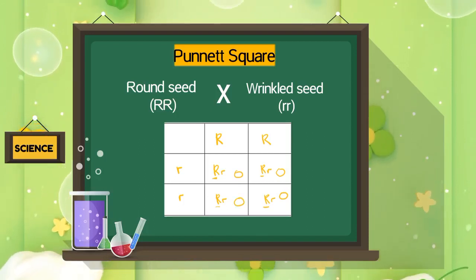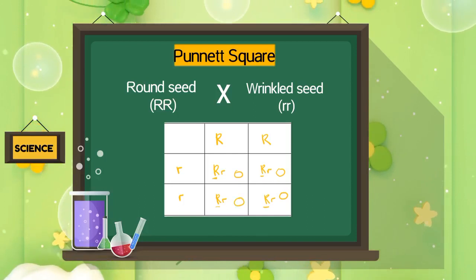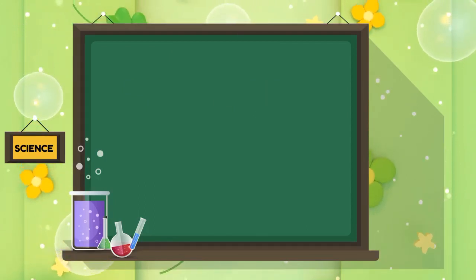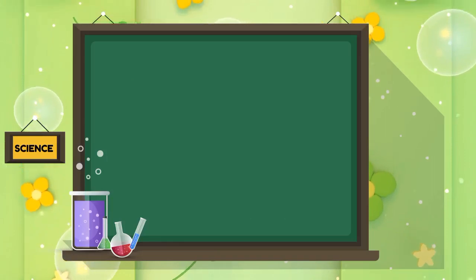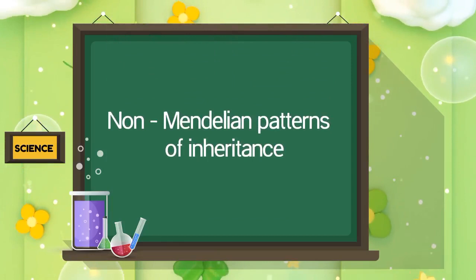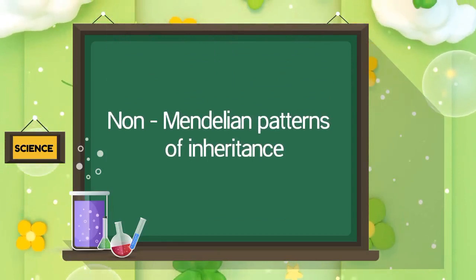So, itong patterns of inheritance na na-discover ni Mendel ang madalas na nasusunod kapag nagpapasa ng traits ang parents sa offspring. Pero palaging may exception sa ganitong rules, and these exceptions are called non-Mendelian patterns of inheritance.